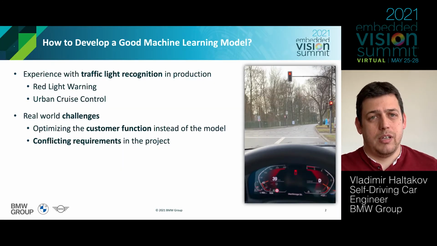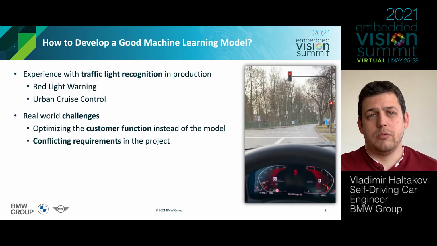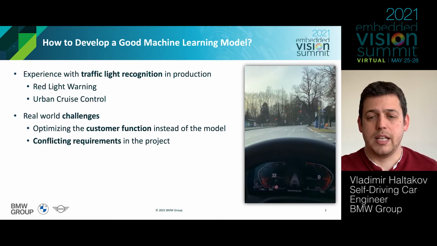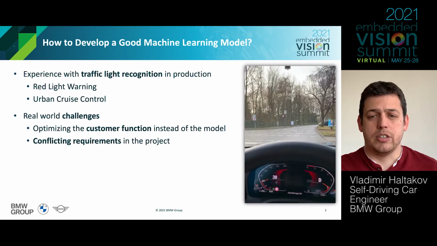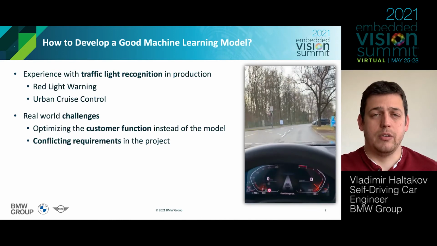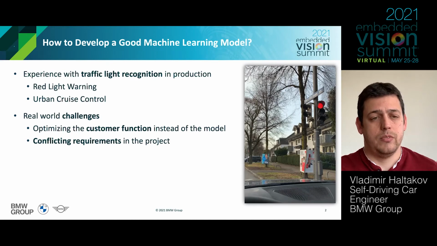To make this more specific, I want to give you an example of a function I've been working on at BMW, and I'll take this example throughout the whole presentation to explain the different aspects. So what we have here is a function that warns the driver if he's about to run a red light. So this is how it looks. If you're approaching a red traffic light fast, the function will detect the traffic light and give a sound and optical warning when we are about to jump it.